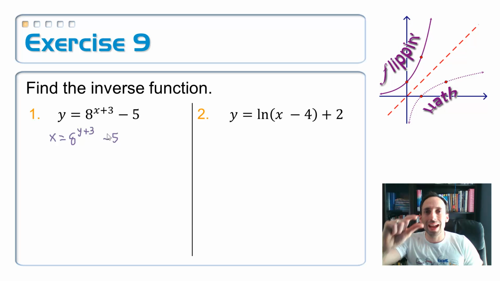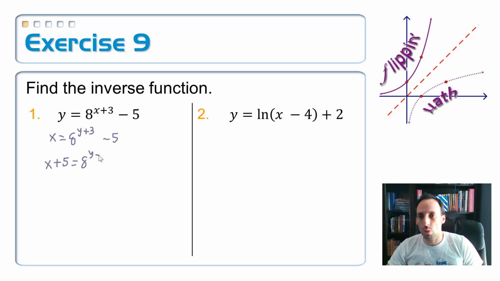Now let's isolate the exponential part by adding the 5 over to the left side. So I have x plus 5 is equal to 8 to the y plus 3. Now I have something that I can write in logarithmic form. The base of that logarithm is going to be 8. So I could write the log base 8 of, and whatever my answer is to the exponential equation, I put in x plus 5 inside of it. And the exponent on an exponential, that is the answer to a logarithm, y plus 3.